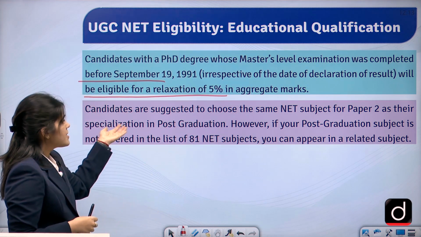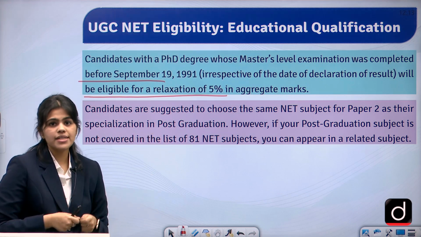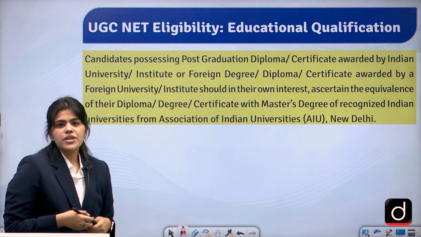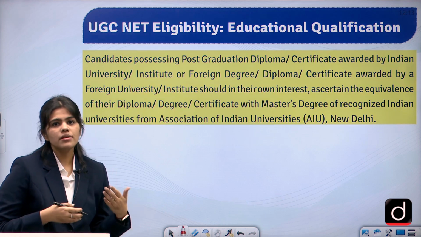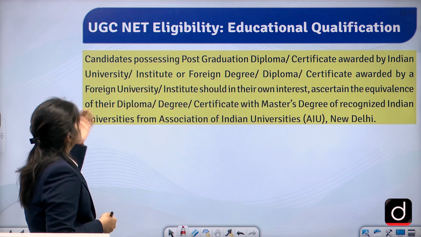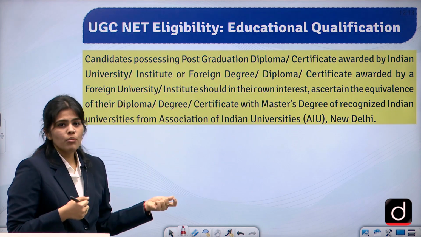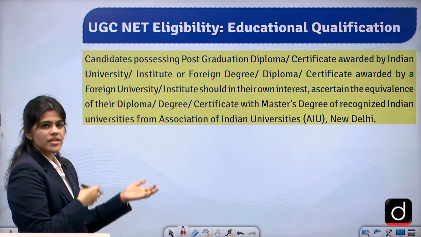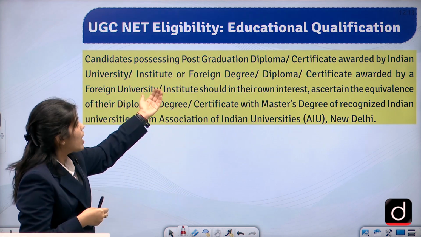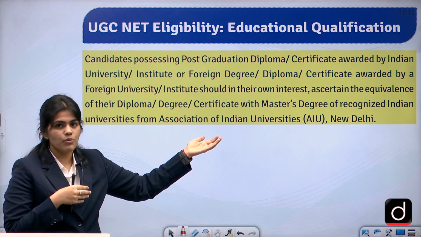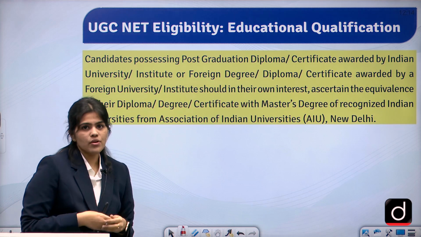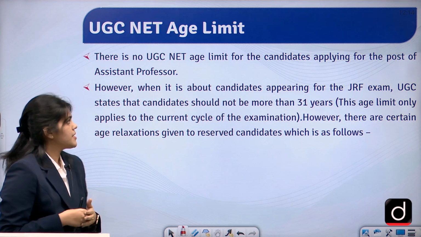So, the candidates are suggested to choose the same NET subject in which they have done their masters. There are 82, 84 subjects and even more in which you can do your research work as well and give the exam for those subjects. The candidates possessing the post-grad diploma or certificate, or you can say a foreign degree, equivalent to the master's degree that we have. So if you are a foreign student, you have a post-grad diploma or a certificate awarded to you, then also you are eligible for the examination. But it should be from a recognized society or from a recognized university.